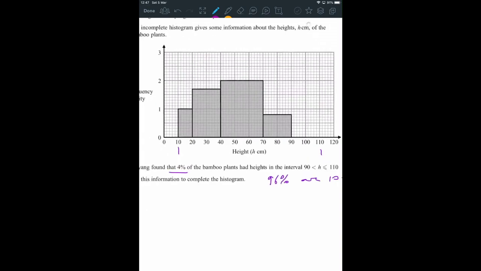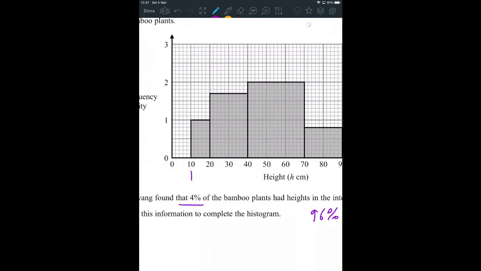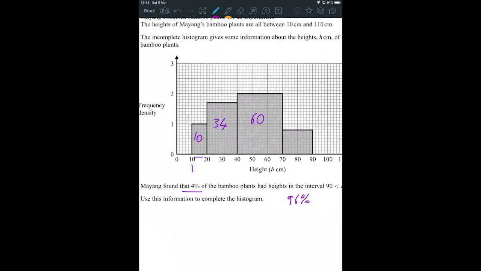Now I do this on the picture, but if you want to create yourself a table, a frequency table, to collect this information, you can. Frequency is the area, so that's 10 by 1, so there are 10 plants in there. Our second bar is a base of 20 with a height of 1.7. 20 times 1.7, that has an area of 34. 40 to 70 is a base of 30 times a height of 2 is 60. Base of 20 with a height of 0.8 is 16.